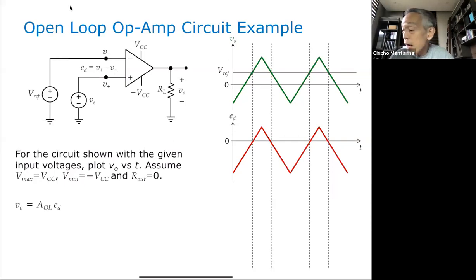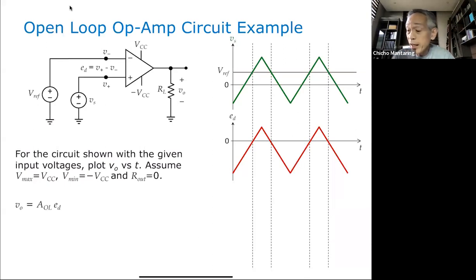So I'm going to subtract this value from this curve. Imagine the green curve, I subtract Vref. What's going to happen is I'm just going to be pushing that curve down. If I subtract a constant value from a time signal, then I'm pushing the curve down. So this is going to be my plot for E sub D.